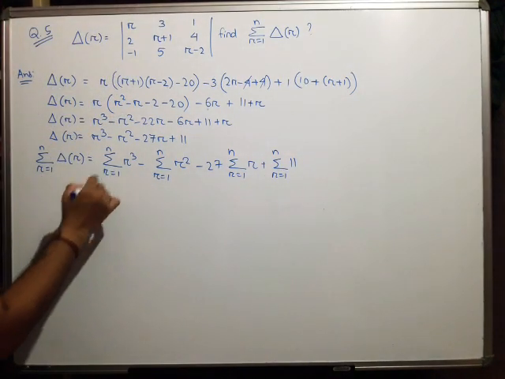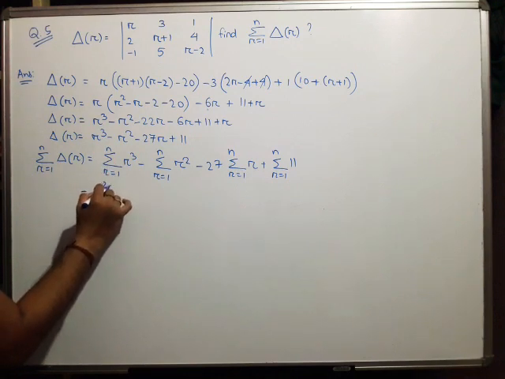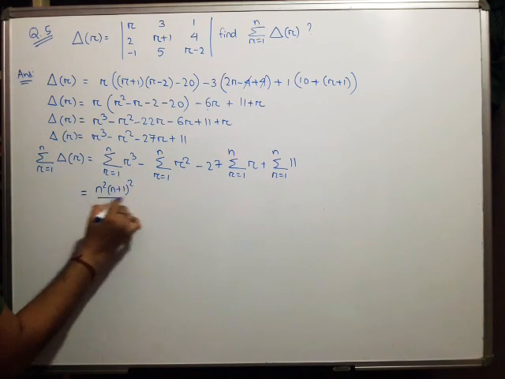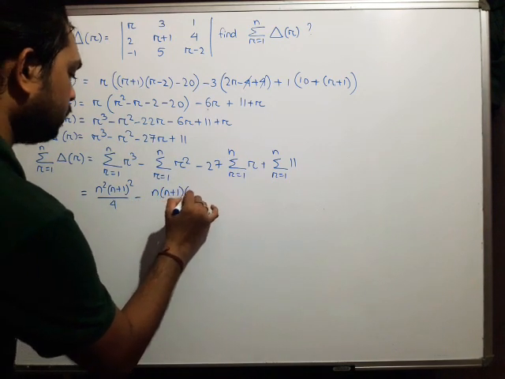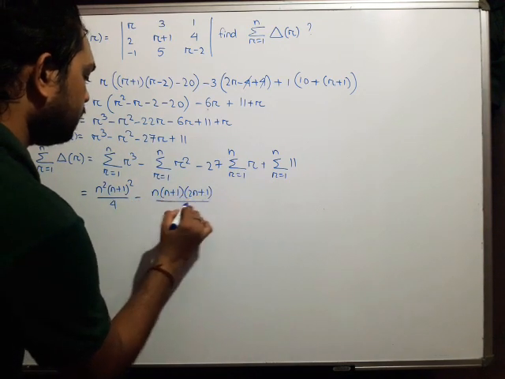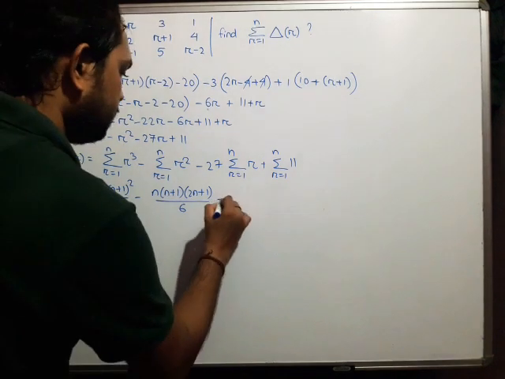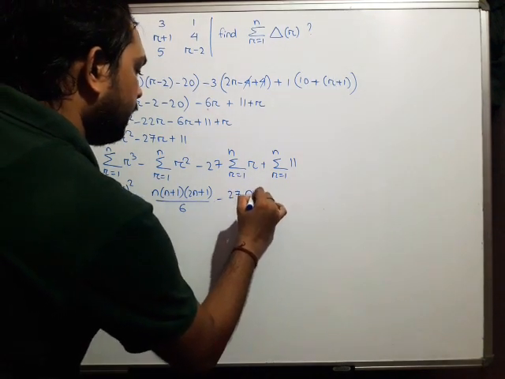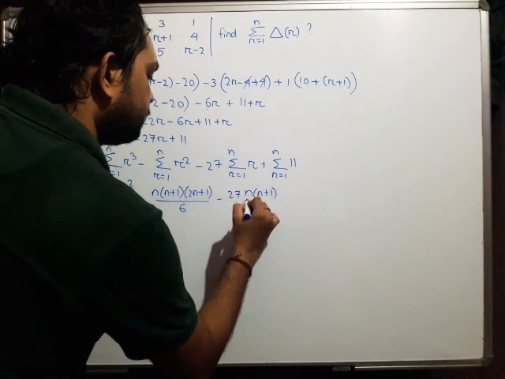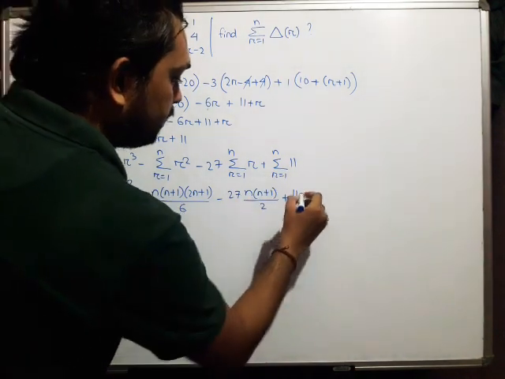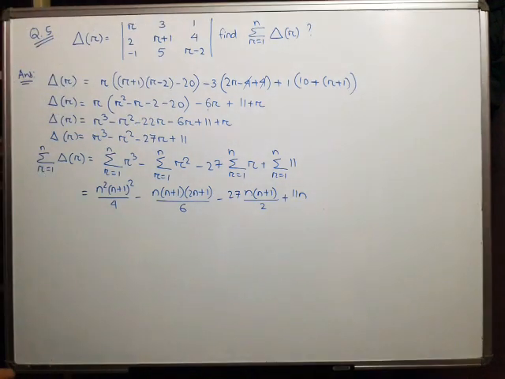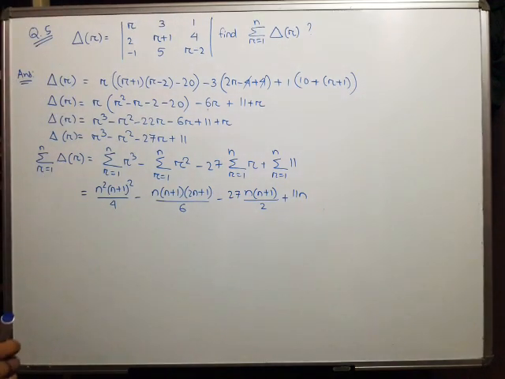Okay, so this will be equal to n square times n plus 1 whole square by 4, minus n times n plus 1 times 2n plus 1 by 6, minus 27 times n plus 1 upon 2, plus 11 added n times, so this will be 11n. So using this technique we can find the sum.